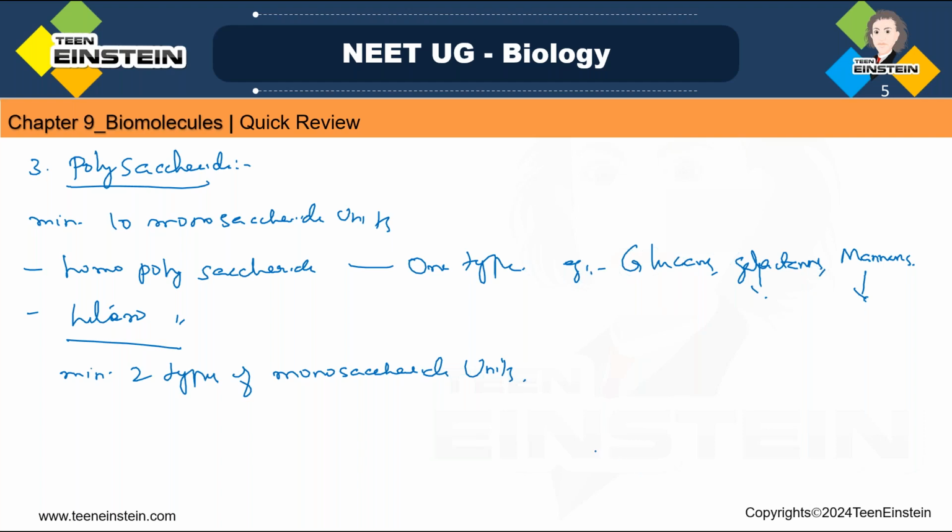So for example, we can say chitin, pectin, peptidoglycan, mucopolysaccharide, all these. So which are the major polysaccharides which we need to learn? That is starch, glycogen, cellulose, chitin, all these are the major heteropolysaccharides. So that's about the carbohydrate.